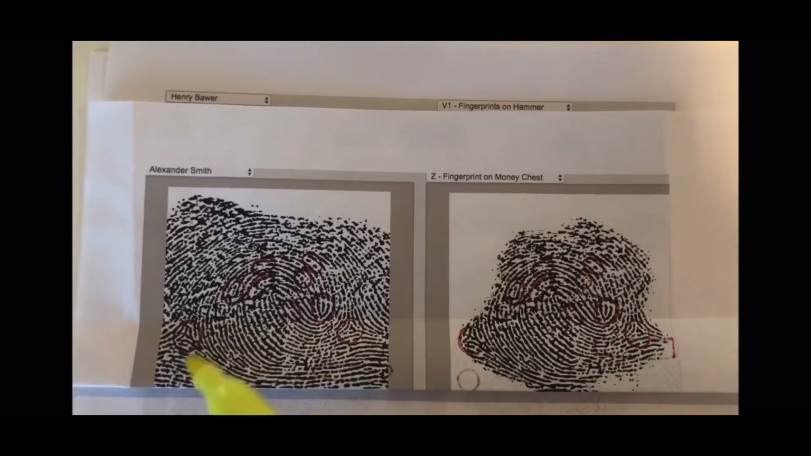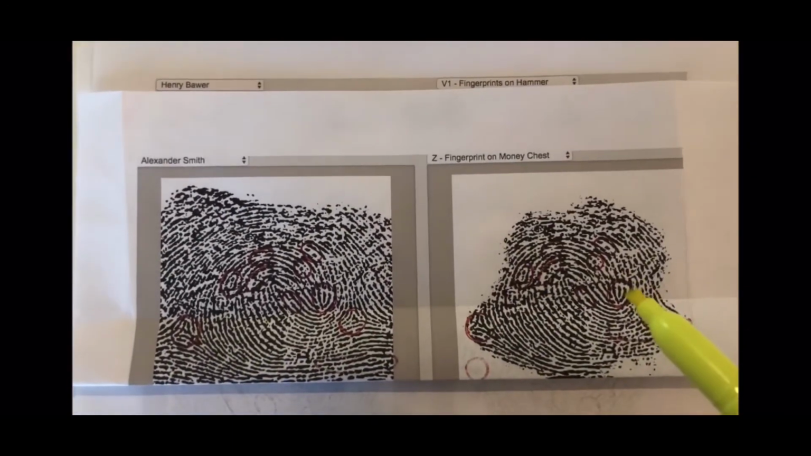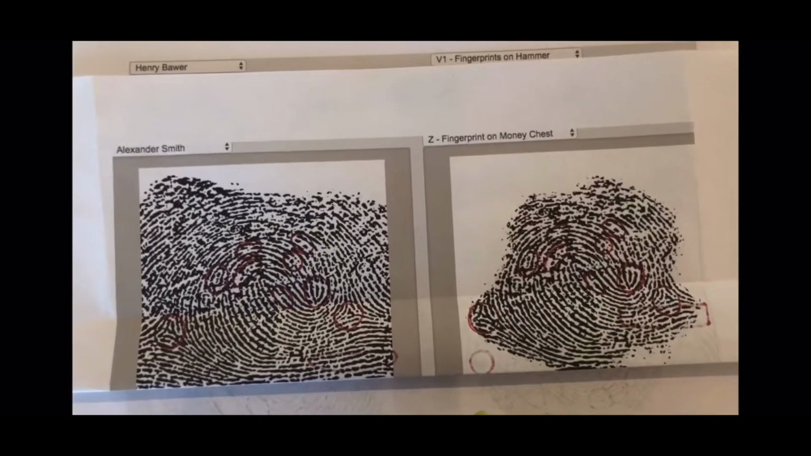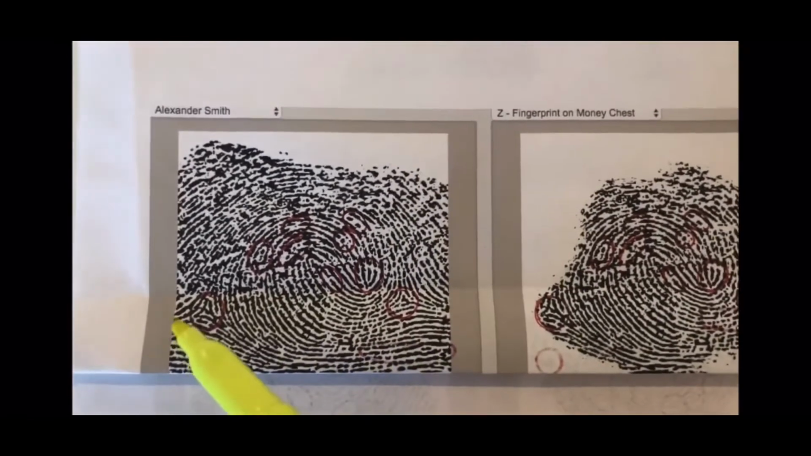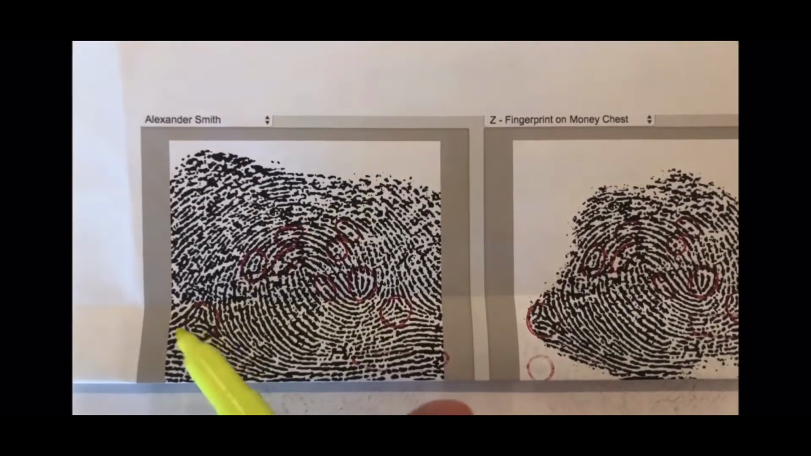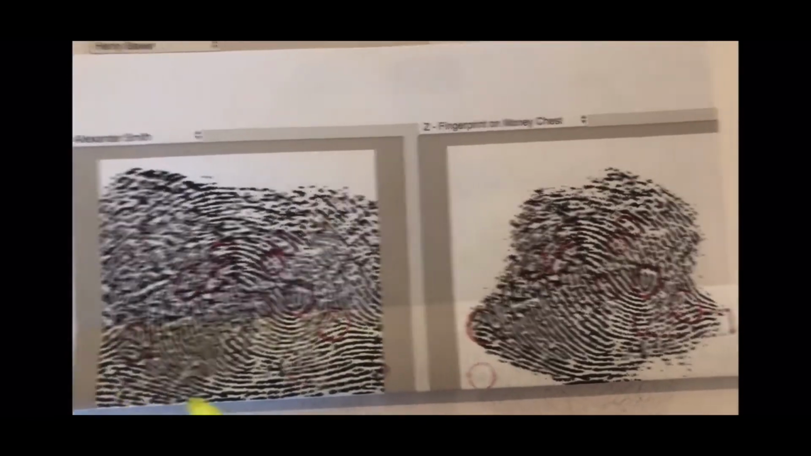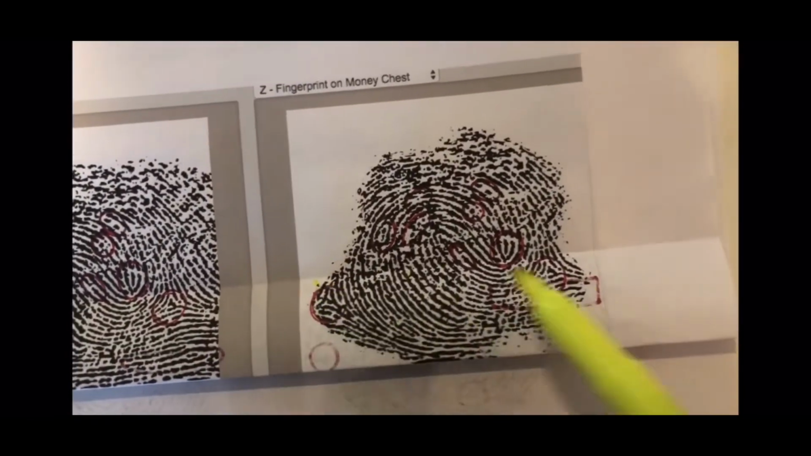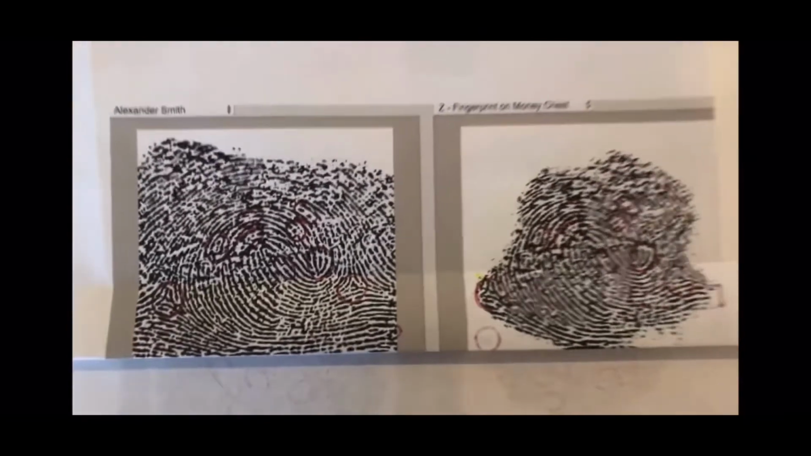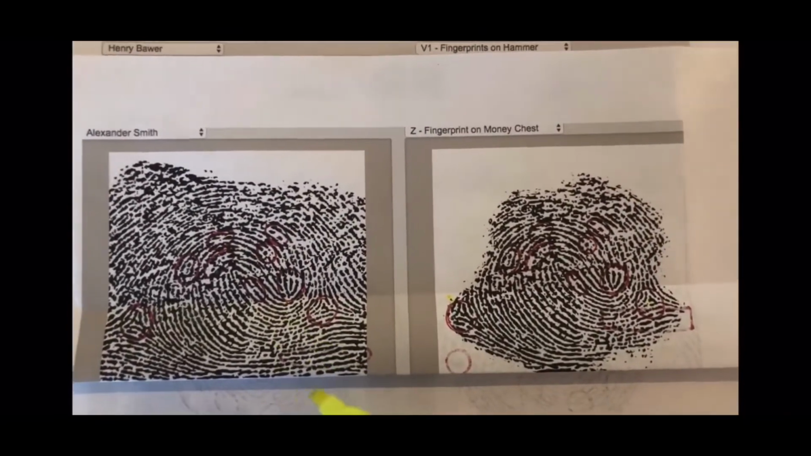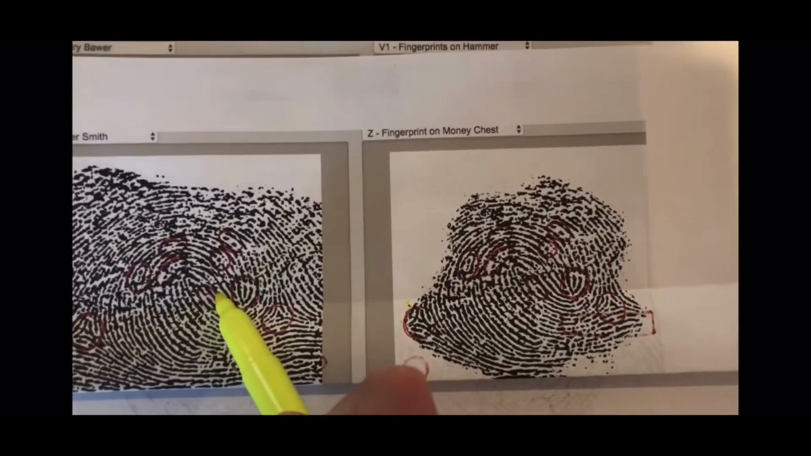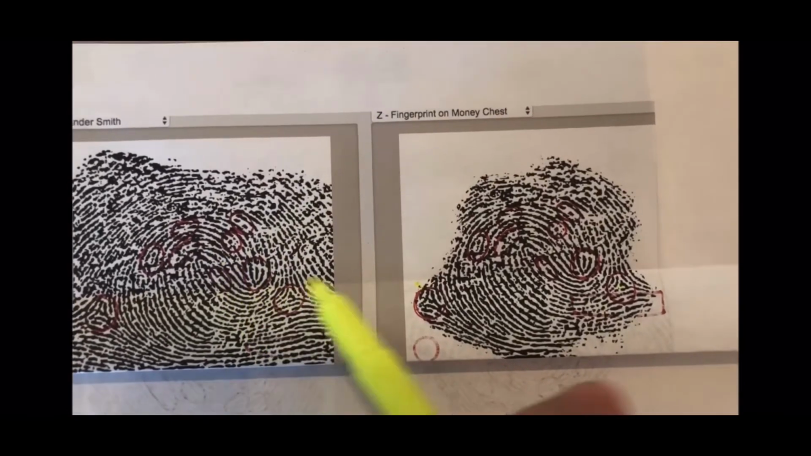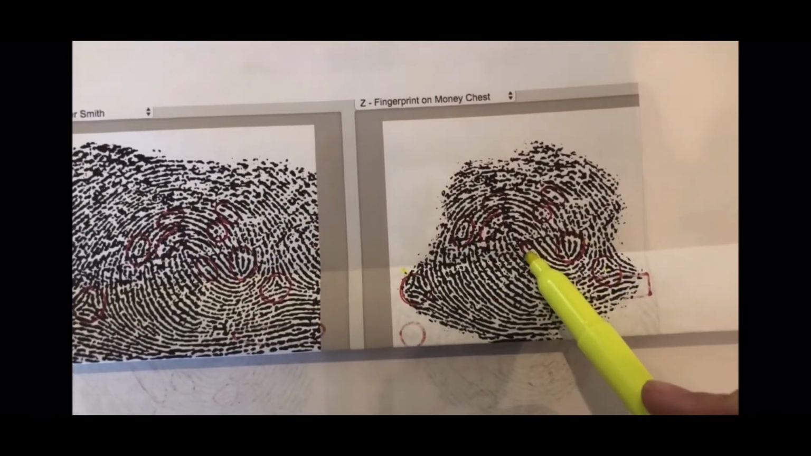Alexander Smith's left thumb to the fingerprint on the money chest. One of the biggest giveaways are they have matching deltas, delta here and here. Same deltas can be found here and here. Again, the matching ridge endings can be found here. Same ridge ending is found here on the money chest print.